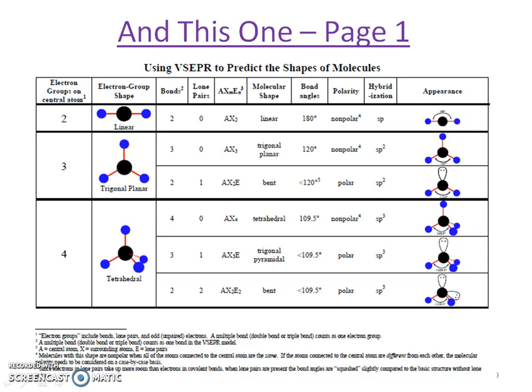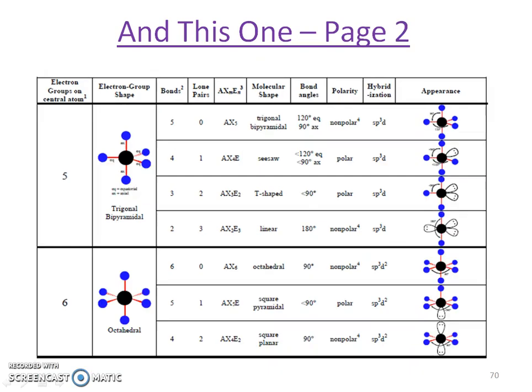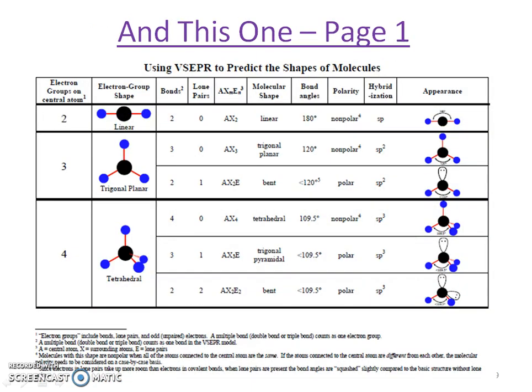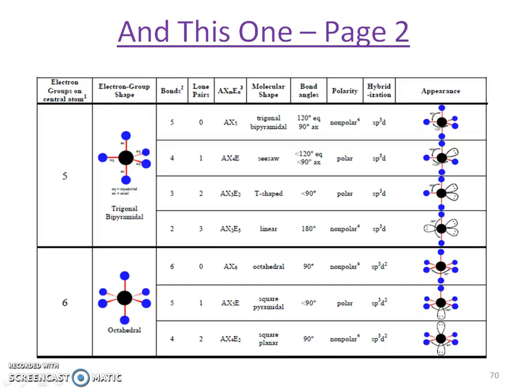I also have this one for you that's a little bit more in detail. It actually gives you the polarity, which we've talked about already, and gives you the appearance. It also gives you the hybridization, but this is a 2-pager. So I will give you one of these. Please remind me if I haven't given it to you already. It talks about your electron domains or your electron regions. This is a nice, just big snapshot, and then this one has a little bit more detail about those shapes.